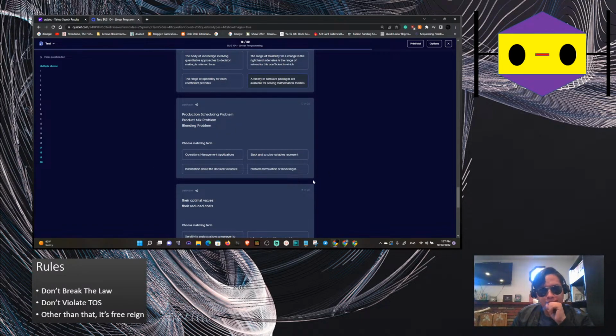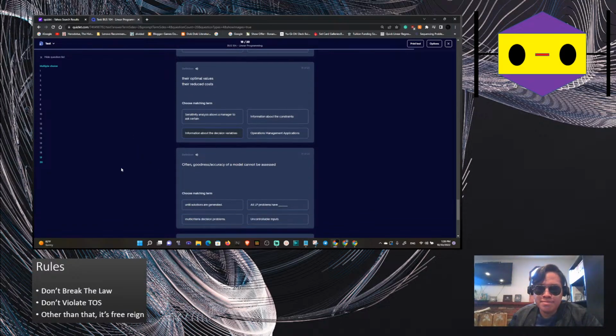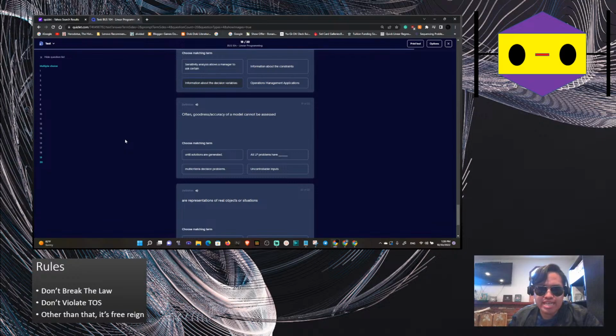Production scheduling problem. Product mix problem. Blending problem. I'm going to go with applications to operations management. Their optimal values, their reduced costs. Those are information about the decision variable, correct? Is that correct? Operations. Okay. None of that. Sensitivity, no, none of that. Yeah, sounds like it. Often, goodness/accuracy of a model cannot be assessed.